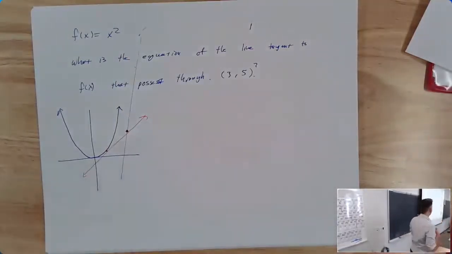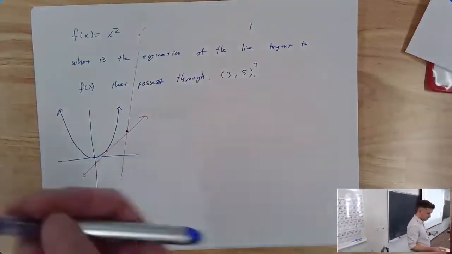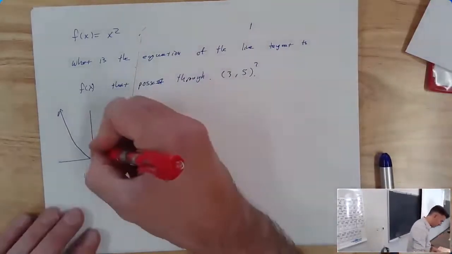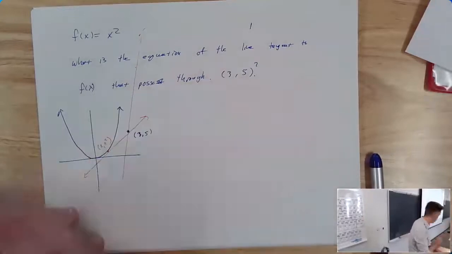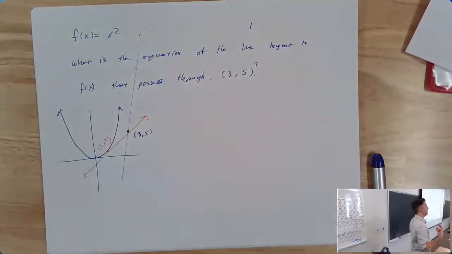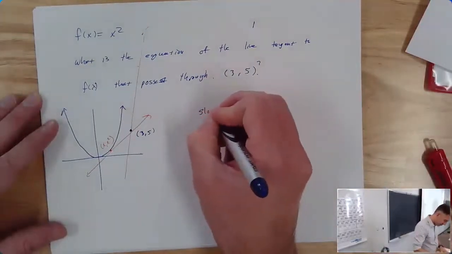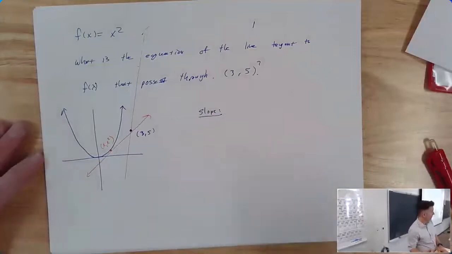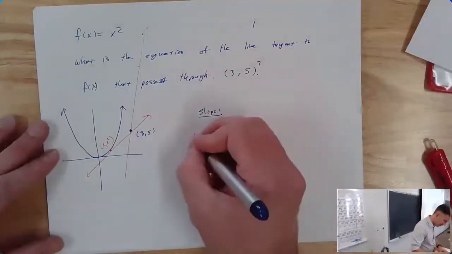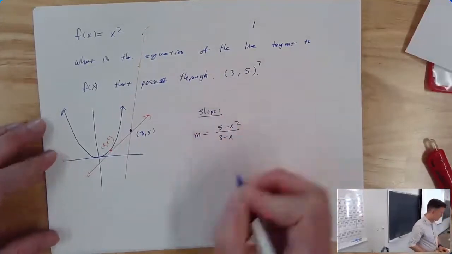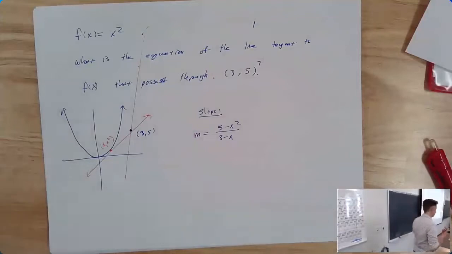So the idea when you're asked to do this sort of thing is to find the slope of this line in two different ways. I know this point is 3, 5, and I don't know what this other point is. It's x, x squared. One way to write the slope would be the slope equation: difference in the y's over difference in the x's. So it's going to equal 5 minus x squared over 3 minus x. Probably doesn't matter which way you subtract.